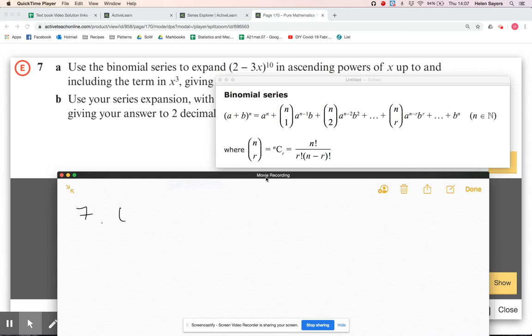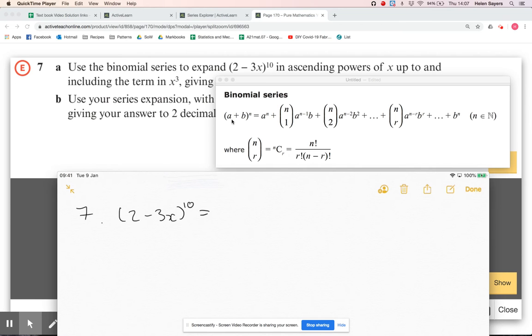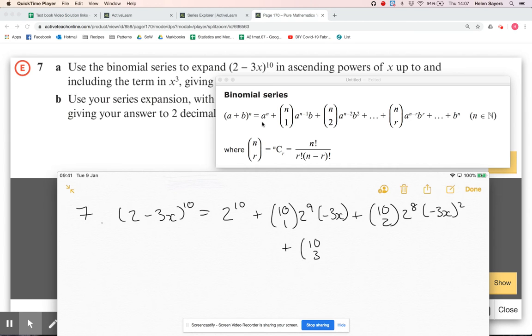So we are expanding 2 minus 3x to the power of 10. For us, a is 2, b is minus 3x, and n is 10. My first term is going to be 2 to the power of 10. Then it's 10 choose 1. The power of 2 will reduce by 1, and then I'll multiply by minus 3x. Then it's 10 choose 2. The power of 2 will reduce by 1, and the power of 3x will increase by 1. And then 10 choose 3. The power of 2 will reduce by 1, the power of x will increase by 1, and that's going to be my x cubed term, and that's the one they want me to go up to.